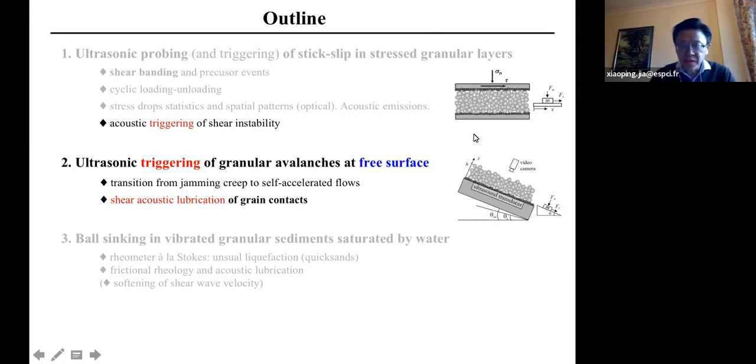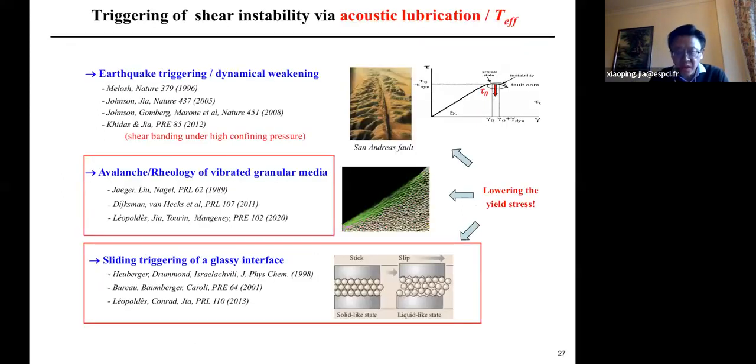mechanisms here together in this second part of this talk, together with the mechanism of the acoustic triggering in the weakly confined system here. Indeed, we do believe that the mechanism involved here, as I mentioned at the beginning, might be similar in the highly stressed medium, such as the seismic fault, or in the weakly confined system, so even the interface sliding, but also the free surface of granular avalanches here. So in the next, I will try to show some examples of the acoustic triggering in these two systems, in this weakly stressed system.